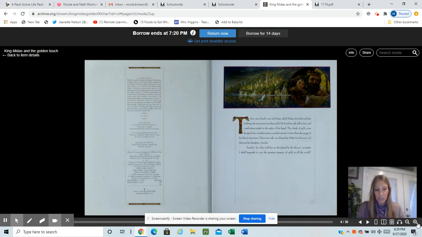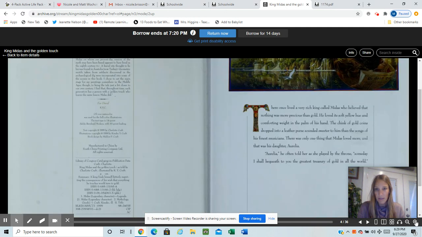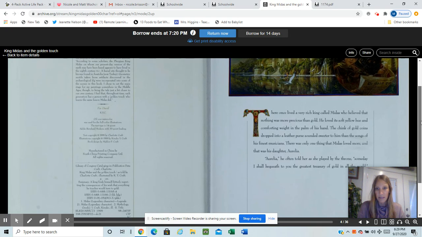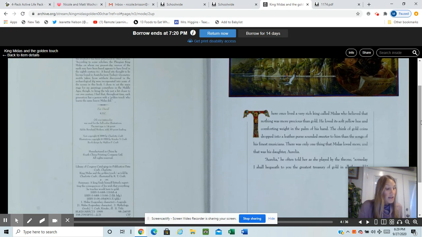And I'm going to zoom in just a little bit so that you can see the text. There once lived a very rich king called King Midas who believed nothing was more precious than gold. He loved his soft yellow hue and his comforting weight in the palm of his hand.